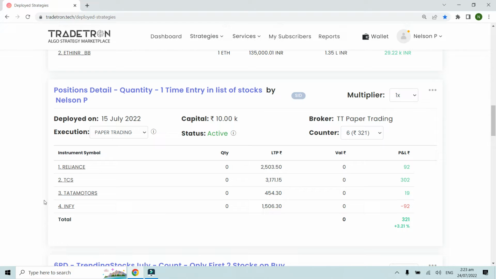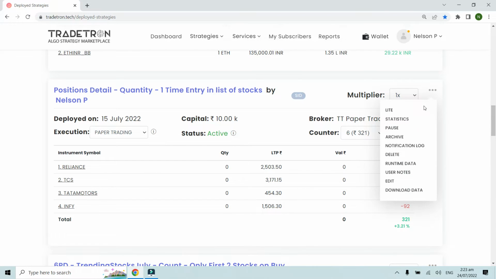Hello everyone. So in this video we are going to see an example of the positions detail keyword with the quantity parameter, to take an entry only once on the buy side and only once on the sell side in a list of stocks. Alright, so let's just see this example that we have created with the quantity parameter.